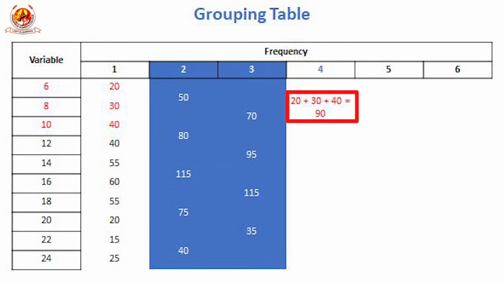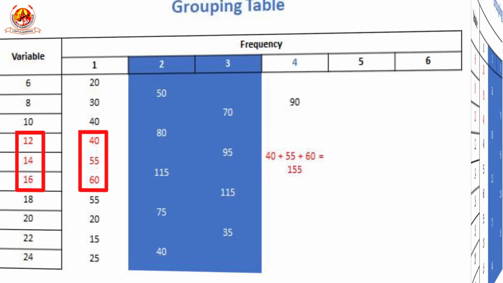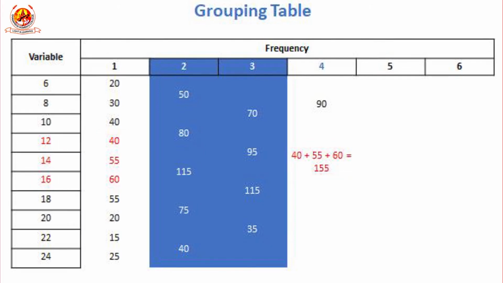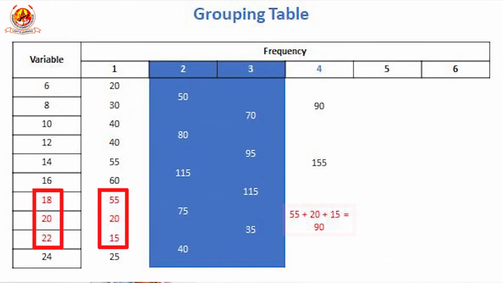And after this 3, then we will select the next subsequent 3 rows. 12, 14, 16, here we'll add together 155. 90, 155 and 90 we got.